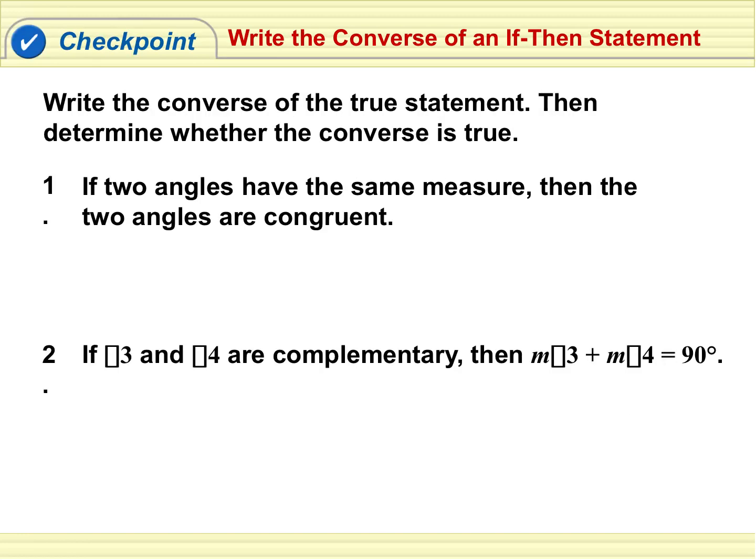It wants us to write the converse of the true statement and then determine whether the converse is true. So if two angles have the same measure, then the two angles are congruent. Someone raise your hand and tell me what the converse would be. Alexa. If the two angles are congruent, then two angles have the same measure.